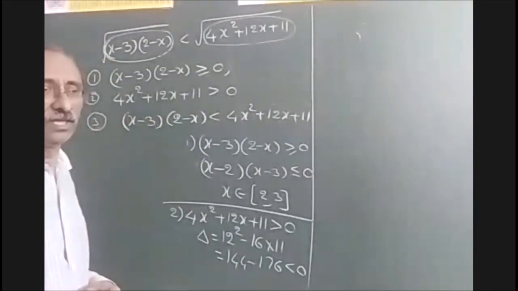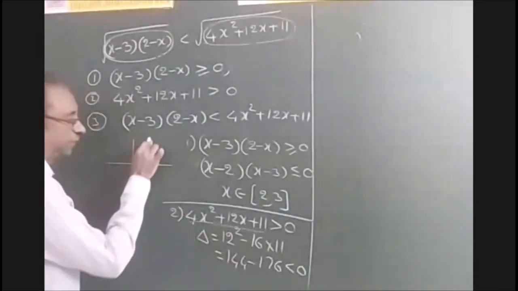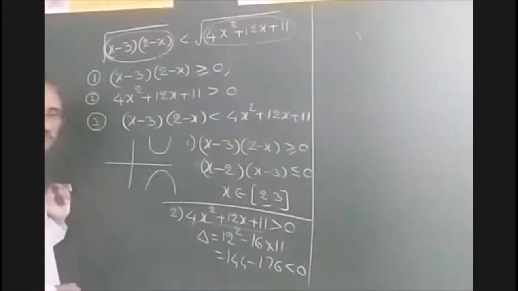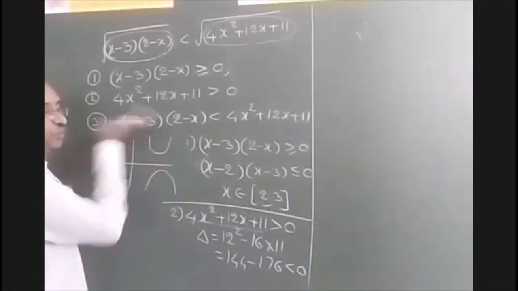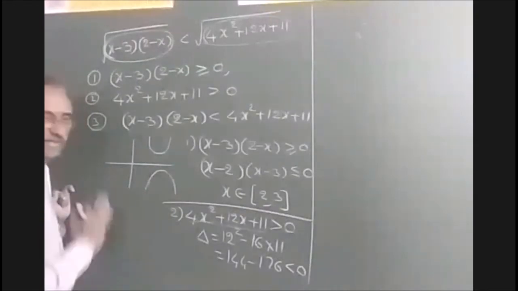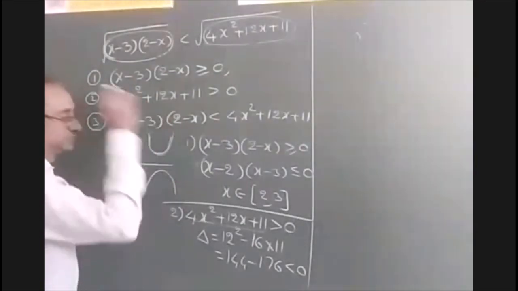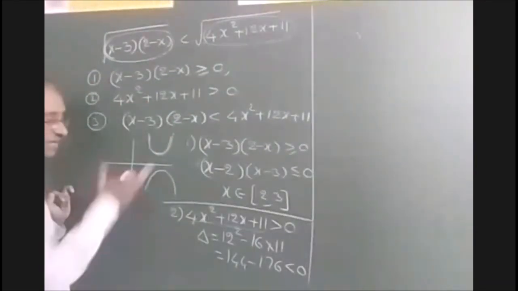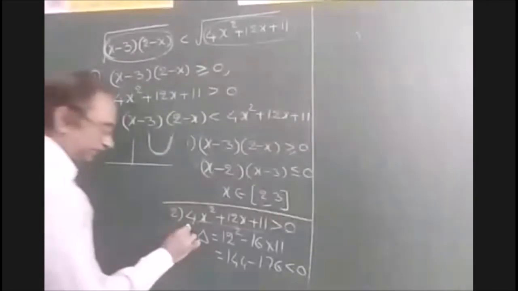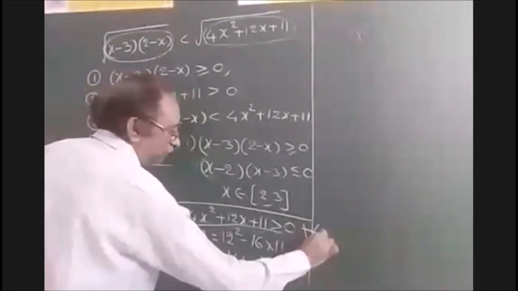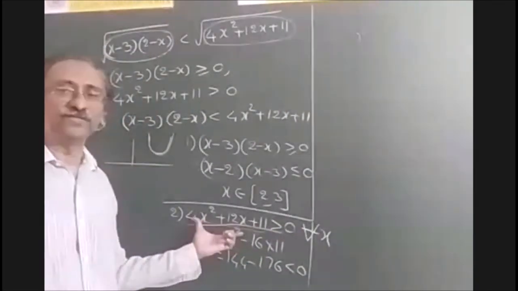And remember one formula: if the quadratic equation has no real roots, the quadratic expression will be a parabola of this type or this type, because it does not intersect the x-axis. That means it should lie completely above the x-axis or completely below it. But observe, the x square coefficient is positive. Then we can say the parabola opens upwards and lies above the x-axis, and therefore this is always greater than 0 for all x. Whatever value of x you write, you will get a positive value.